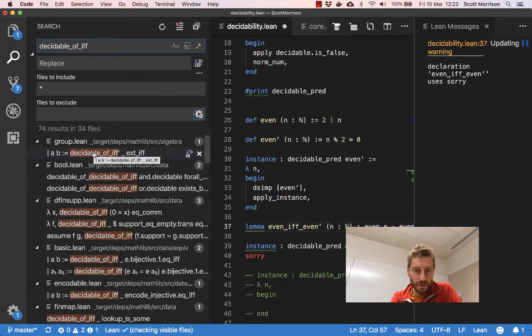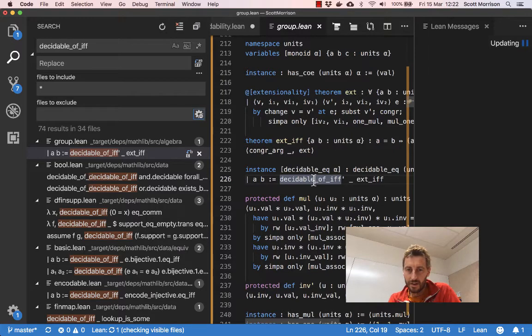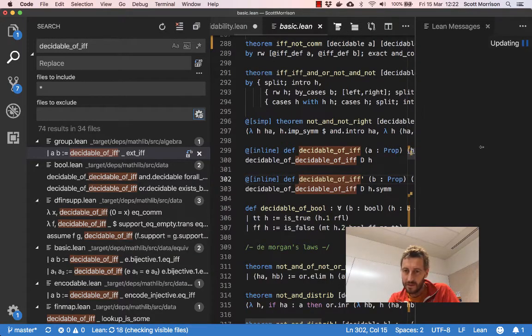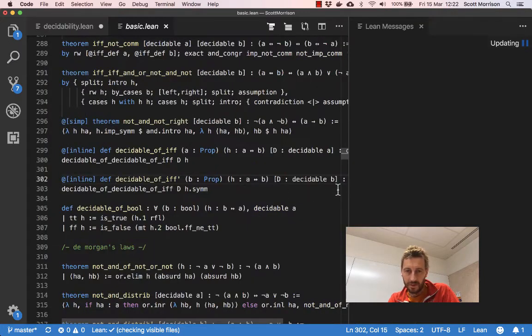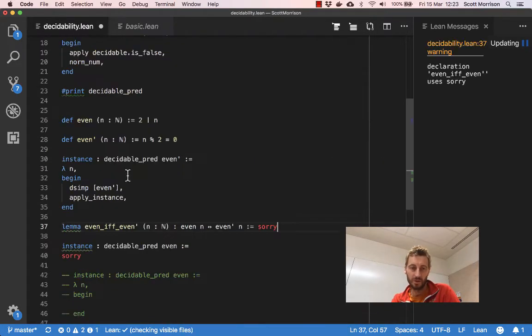So there's a few different things. Let's go look up some of them and see what they say. So I just jumped to some random occurrence of this definition and then jumped to its definition. So what does this one say? Okay, this one actually looks pretty good. There's two versions of it, I guess, that go in different directions, but this says that if you've got an instance of decidable A, you can get an instance of decidable B from an if and only if. Okay, so maybe we could just use that one.